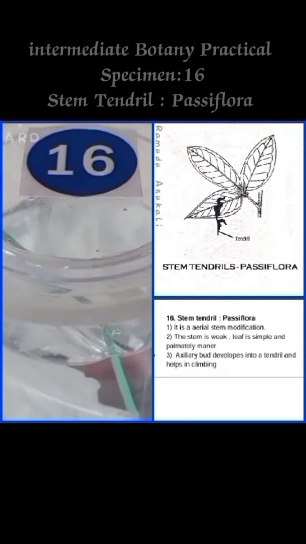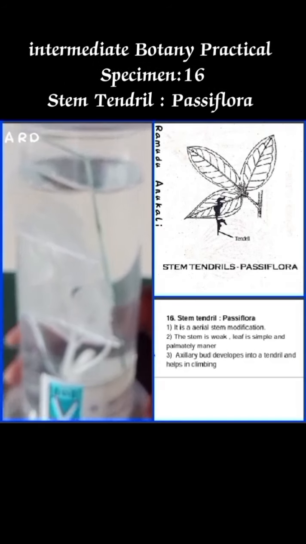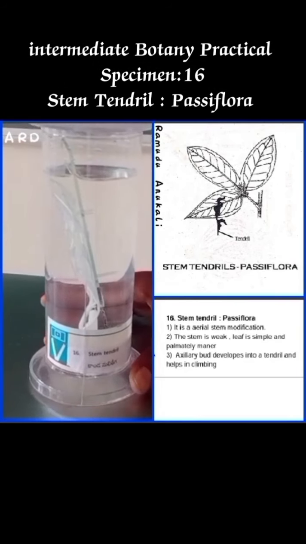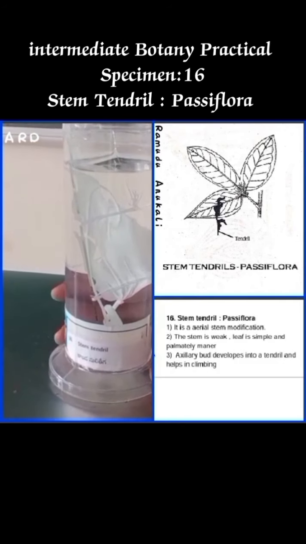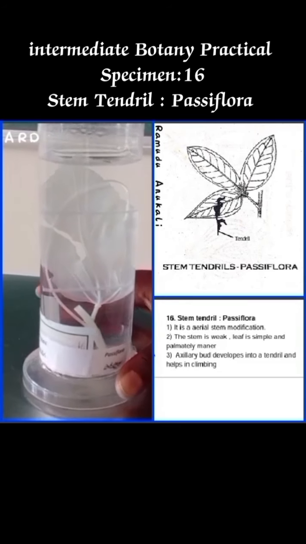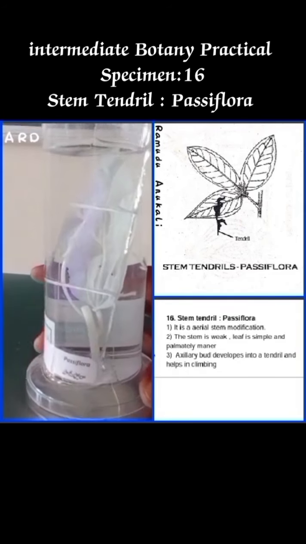Number 16 specimen, stem tendril, Passiflora. It is an aerial stem modification. The stem is weak, leaf is simple and palmately arranged. Axillary bud develops into a tendril and helps in climbing.